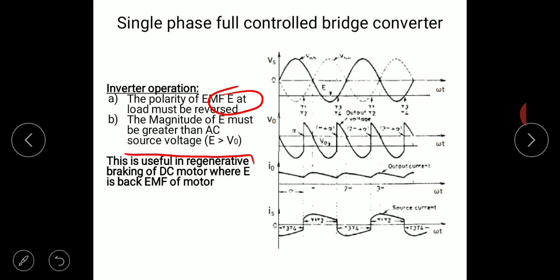And since the AC source voltage is same as load voltage, average load voltage, we can say that magnitude of back EMF or DC EMF must be greater than the load voltage, average load voltage V0. We were repeatedly calling it as back EMF. We must have called it as DC source, DC EMF, but we were repeatedly calling it as back EMF. Why we were calling it as back EMF?